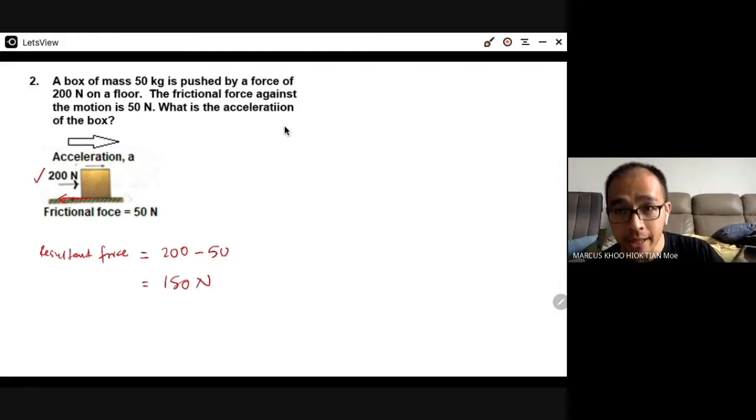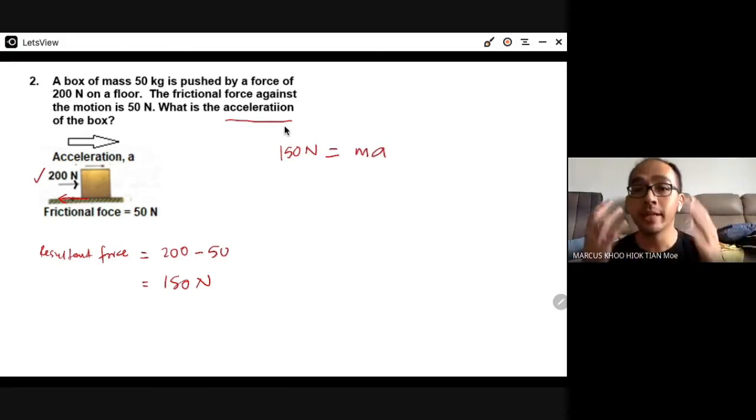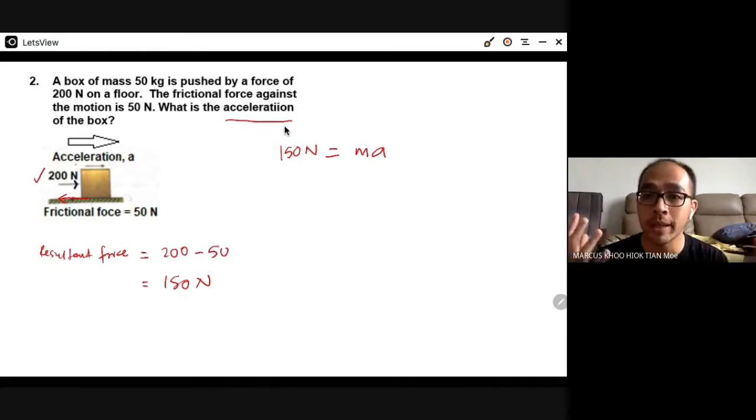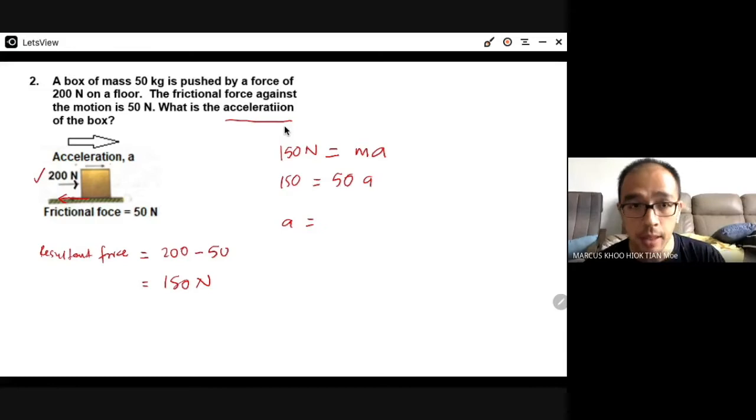Okay. Then we use the same resultant force to count the acceleration. Use the second method. So 150 newtons will be equal to M times A. Sebab the first method and the second method, the nilai is the same. Cuma kau guna method berlainan sahajalah. Okay, so I get 150 equals to 50 times A. What is my acceleration? It will be 3 meters per second squared.